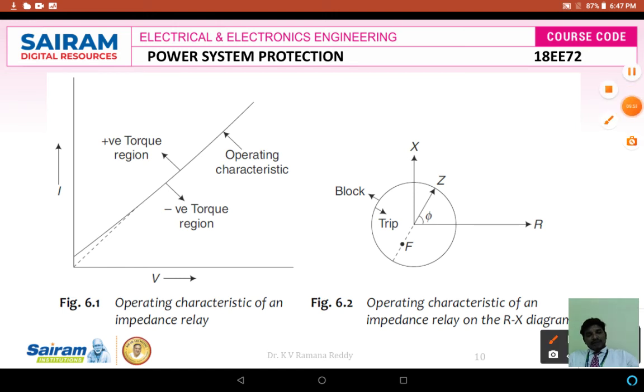The radius of the circle is nothing but the magnitude of the impedance Z here, and the phase angle between R and Z should be phi. Therefore, if the fault lies within the operating region of this circle, the relay will send the trip signal to the circuit breaker. Whenever the fault lies outside the operating region of this circle, the relay won't respond and it won't give any trip signal to the circuit breaker.